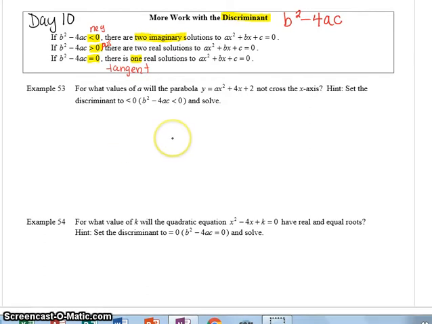So example 53, for what values of a will the parabola y equals ax squared plus 4x plus 2 not cross the x-axis? Now this whole little hint here is not going to be here when you take a test. So the key words to pay attention to, it does not cross the x-axis. You need to think it's imaginary. And if it's imaginary, it's going to have a negative discriminant. And if it has a negative discriminant, then it has to be less than 0.